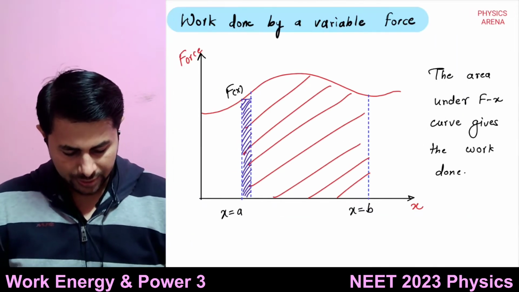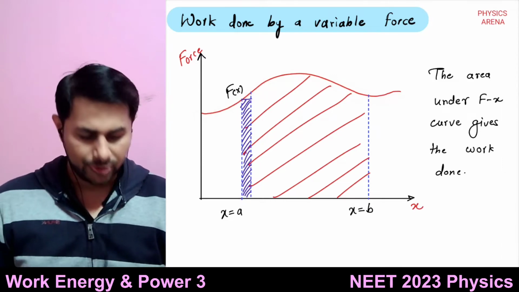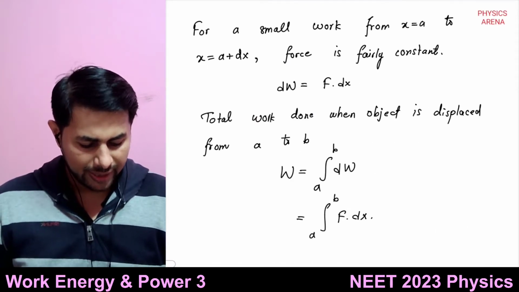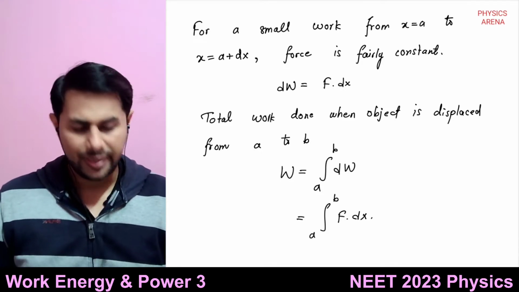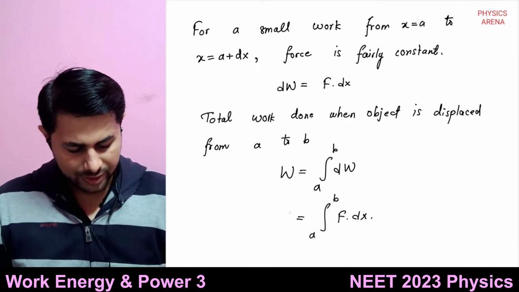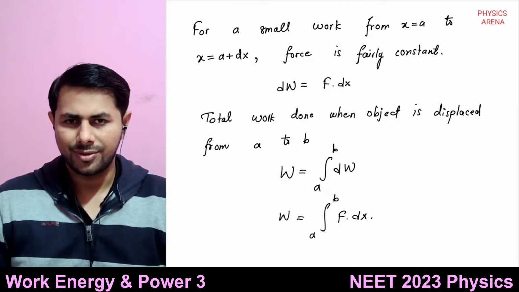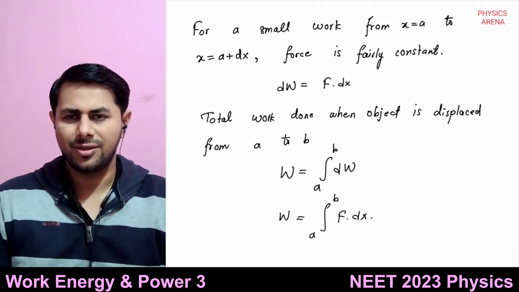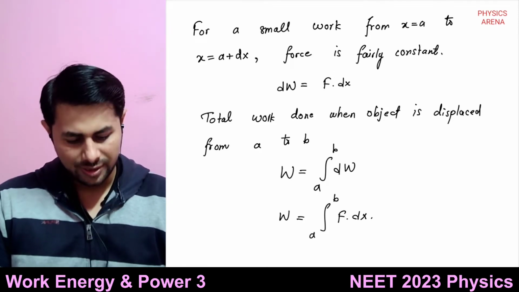Graphically it is shown like this. It is the area under the force versus position graph, and mathematically it is the integral of F dot dx from a to b. That's the work done for a variable force. Okay, so this is in one dimension.